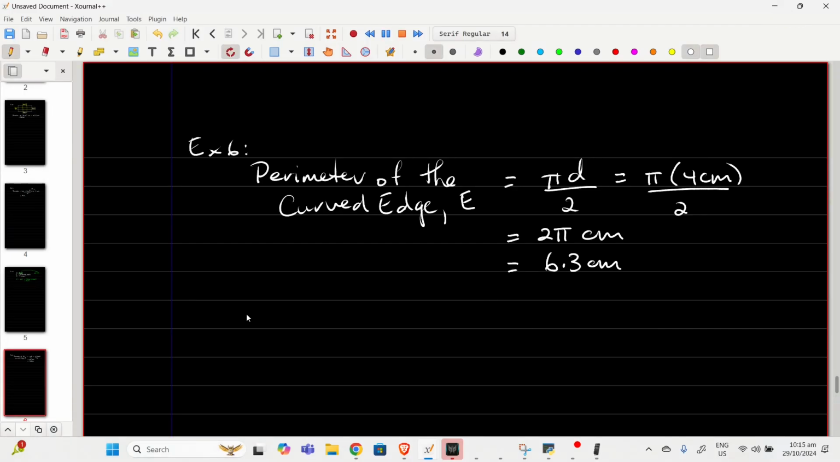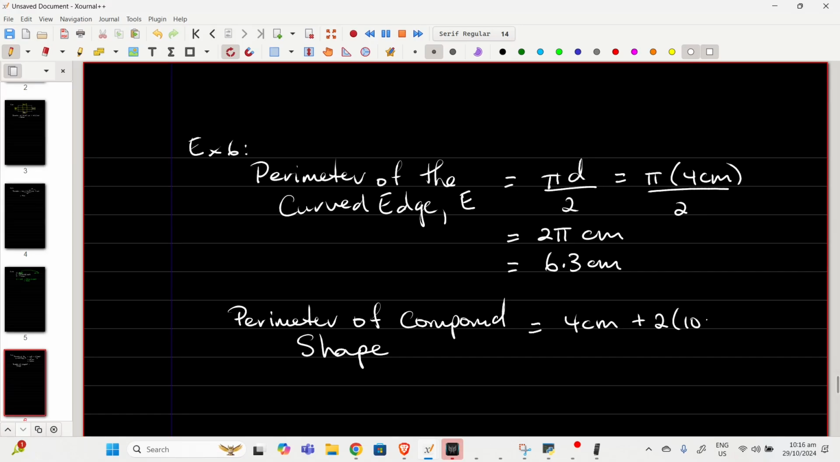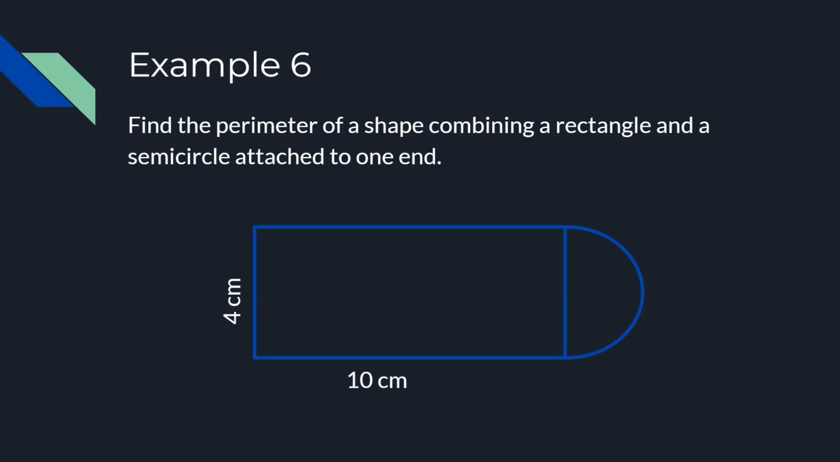Next, we want the perimeter of the compound shape, which will be the side that measures 4 centimeters, two sides that measure 10 centimeters, and one side that measures 6.3 centimeters. This gives me 10.3, 20, which is 30.3 centimeters.